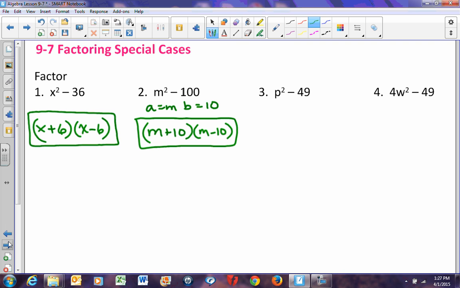How about p squared minus 49? Okay, perfect square, because the square root of p squared is p. The square root of 49 is 7. So we'll have p plus 7 times p minus 7.